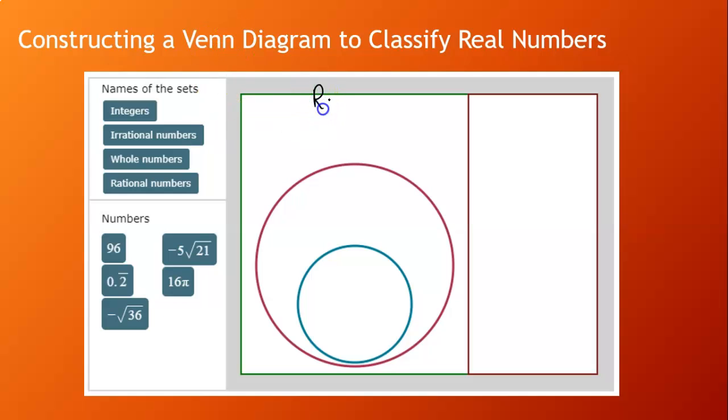Welcome back. You should have said that this was rational. You should have said that this was irrational. And then these are your integers, and these are your whole numbers. You should have put 96 in with the whole numbers. Square root of 21 is not rational because it's not a perfect square. So we put that, even though -5, it's kind of like pi. If there's an irrational number in there somewhere, then we can't count it as rational, even though there's a -5. So -5 times the square root of 21 is irrational.